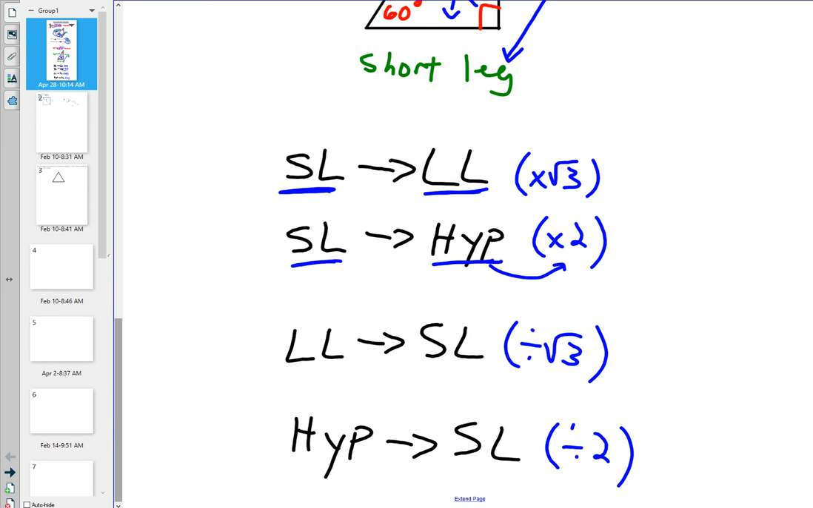If they give you long leg, the only thing I'm not going to give you is a conversion from long leg straight to hypotenuse, because it's more memorization and it's not necessary. So let's say they gave you long leg and they wanted hypotenuse. I will provide you with long leg to short leg, which is dividing by square root of 3. And then once you have short leg, you can just use the one up here to get the hypotenuse if you want.